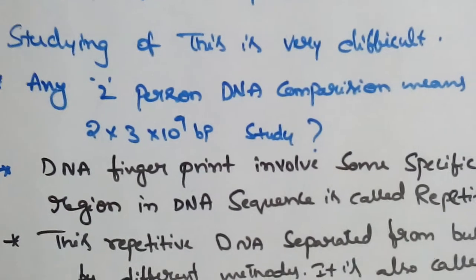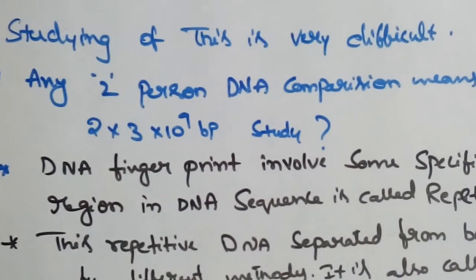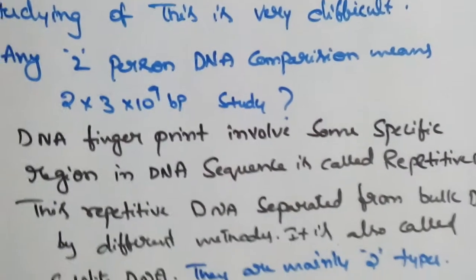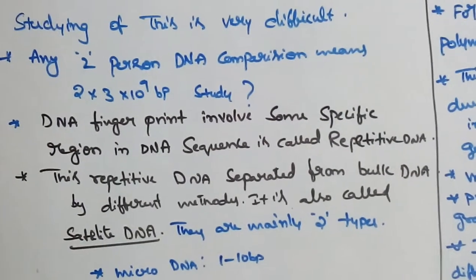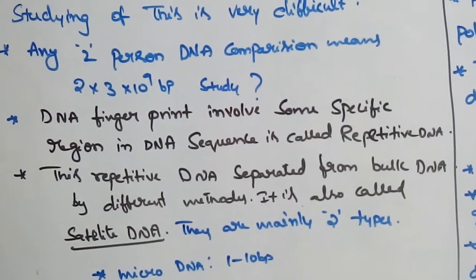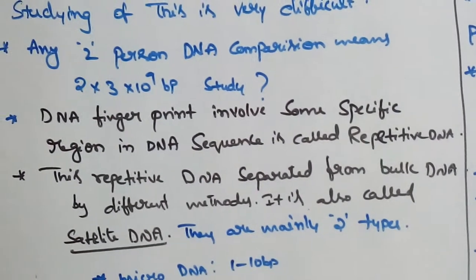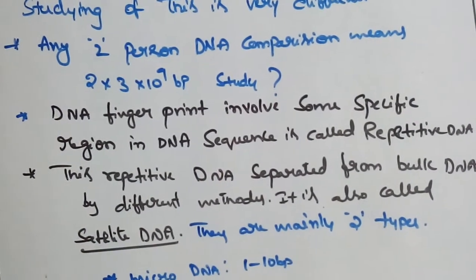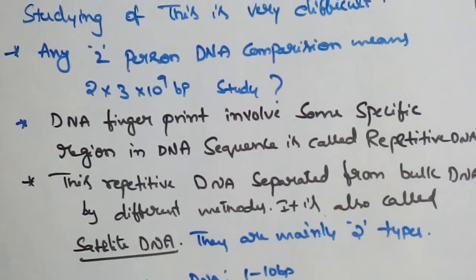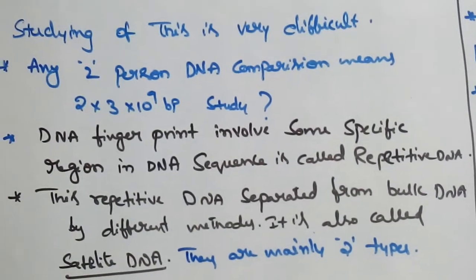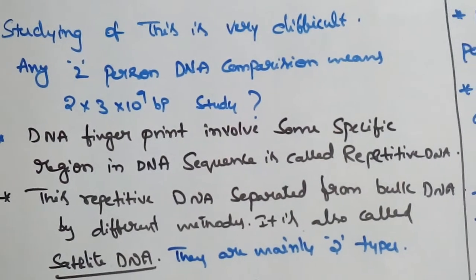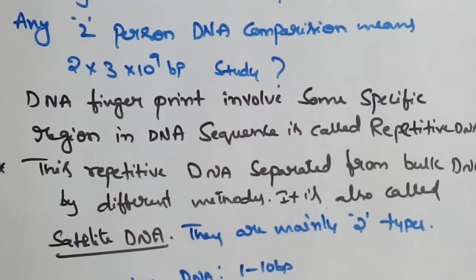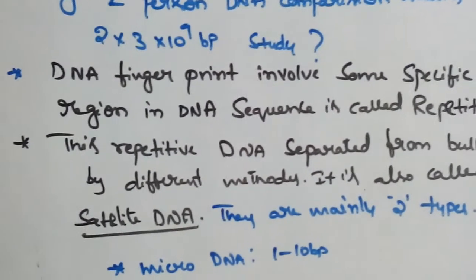DNA fingerprint involves some specific regions in the DNA sequence called repetitive DNA. This repetitive DNA is separated from bulk DNA by different methods. It is also called satellite DNA. Repetitive DNA means here base pairs are repeated so many times. Those base pairs repeated so many times are called satellite DNA.